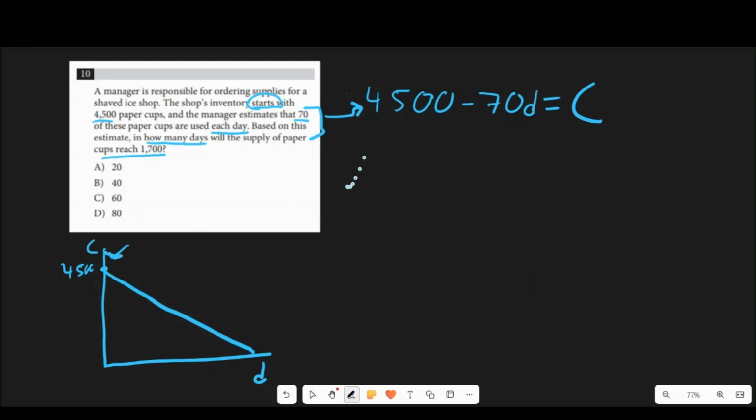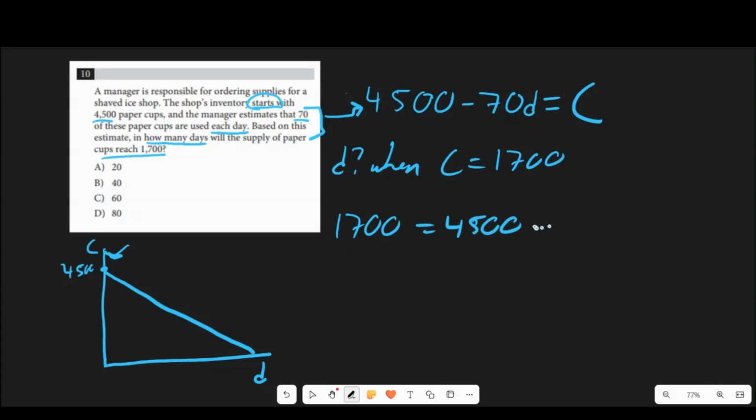So now all we have to do is find what D equals when we want C equal to 1,700. On what day will the cups reach 1,700? We just have to plug in and solve for D. So let's plug it in. 1,700 is going to equal 4,500 minus 70D, and we want to solve for the number of days D.